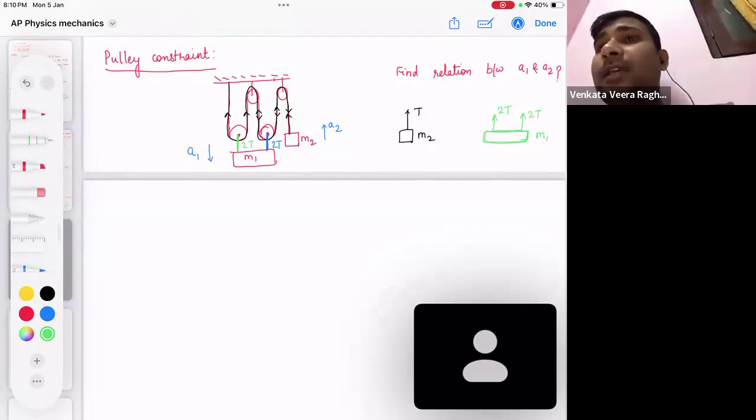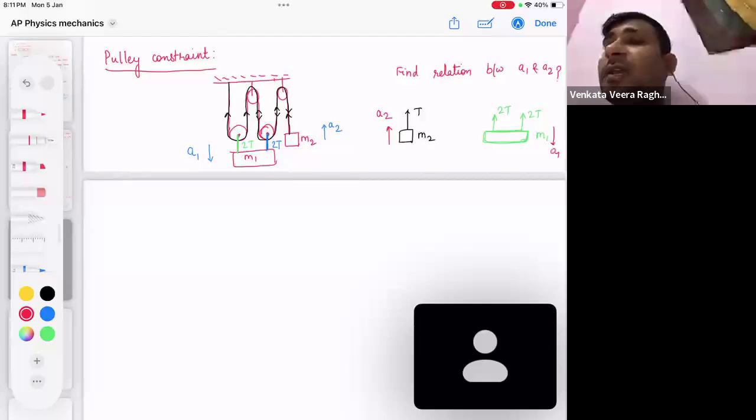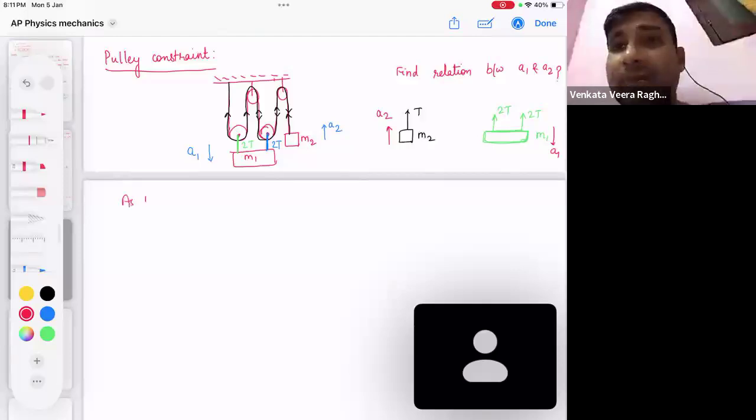If a block or any pulley is given to us, then both sides of the pulley will have the same tension. Now write the acceleration. What is the M2 acceleration? M2 acceleration is A2. M1 acceleration, how much is there? A1. Okay.